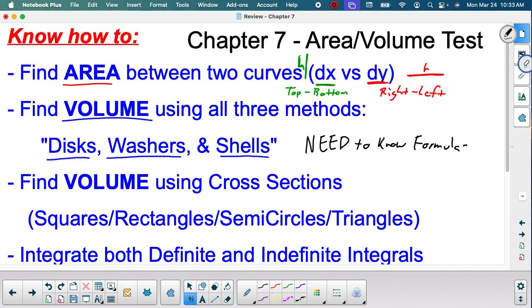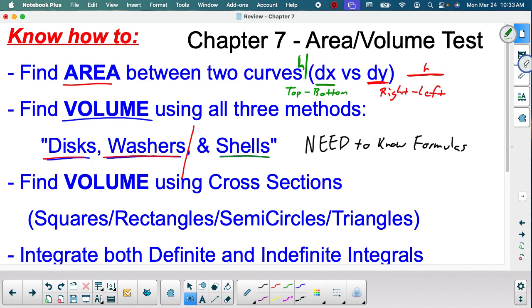I am not going to give you the formula for a disc, a washer, or the cylindrical shells. I need you to know those formulas and then know how to use them. The quick reminders here: disc and washers kind of get classified together. Whatever axis I'm going around, my integration is going to be the same as that axis. What makes shells different is that shells are always opposite.